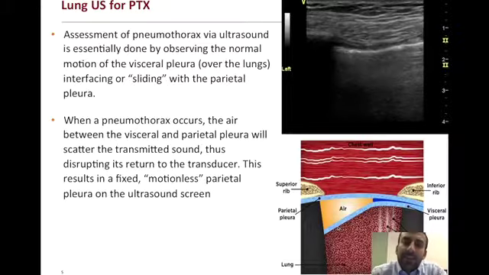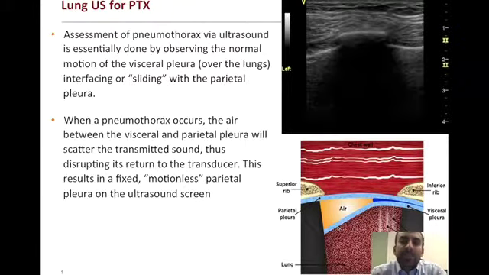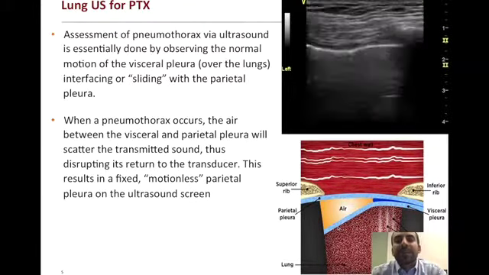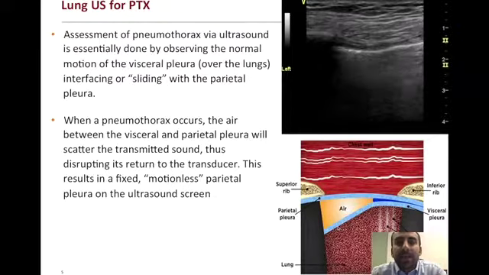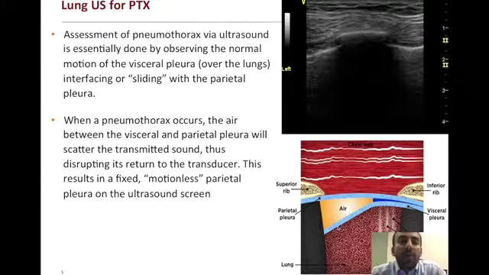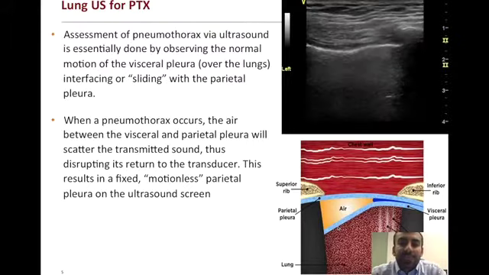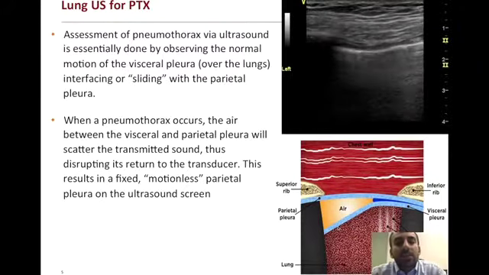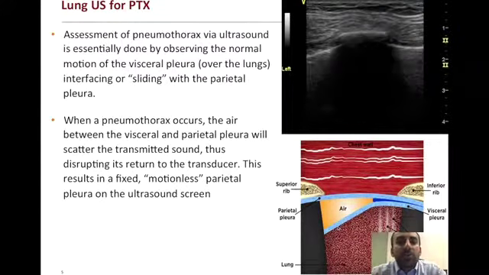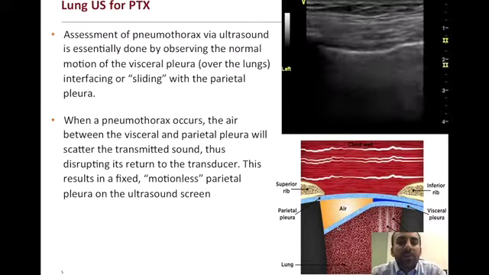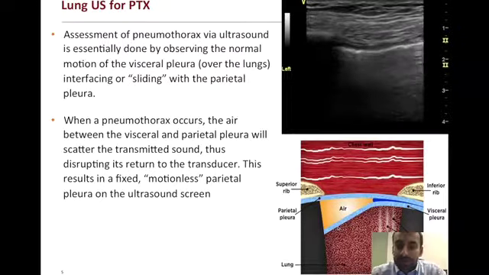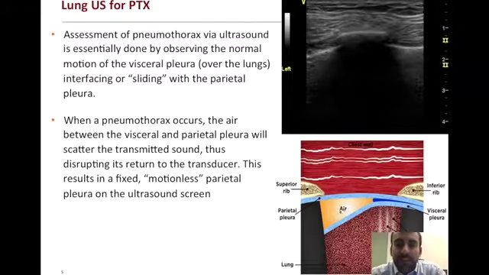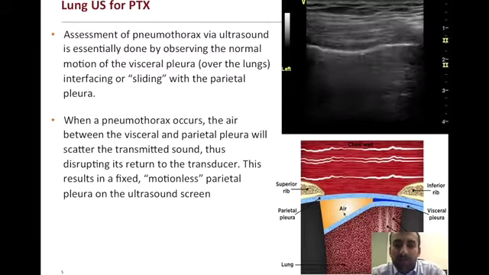I want to highlight this very important point that just because you have an absence of lung sliding, that does not necessarily mean you absolutely have a pneumothorax or that the pneumothorax is clinically significant. But the concern of having absence of lung sliding should make you aware, or put on your radar, the possibility of a pneumothorax. So you see in this cartoon here, we have air separating the visceral and parietal pleura.